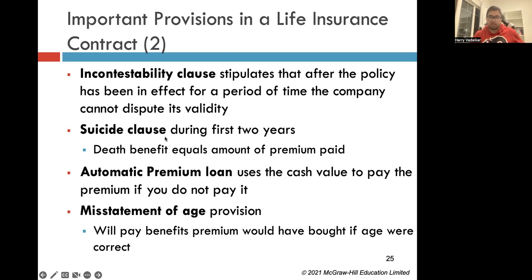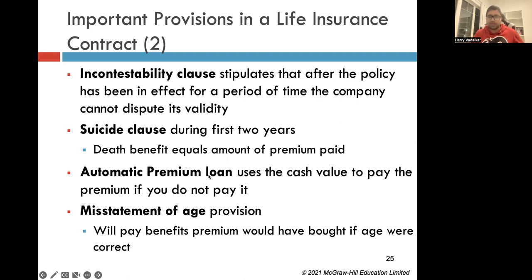The suicide clause says that during the first 2 years, the insurance policy will not pay in case of suicide. After 2 years, they will pay the sum assured even in case of suicide. During the first 2 years, the death benefit equals the amount of premium paid. So they will just return your premiums, but they will not pay you the entire sum assured.